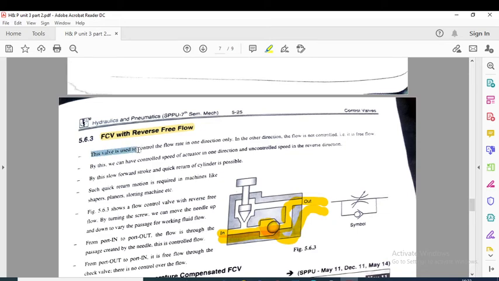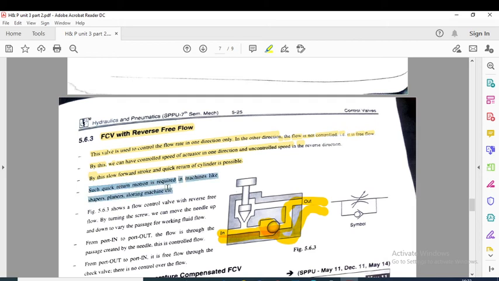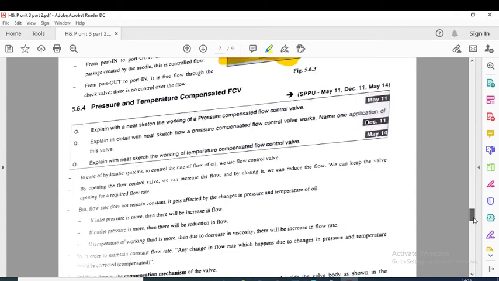So this valve is used to control the flow rate only in one direction, and in the other direction the flow is not controlled. So we name it a reverse free flow direction control valve. By this, a slow forward stroke and quick return cylinder is possible. Such quick return motion is required in machines like shaper, planer and slotting machine. When we require this quick return mechanism, we use the reverse free flow, and to get it we use the flow control valve with reverse free direction.